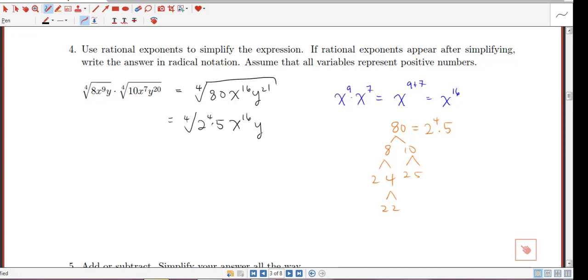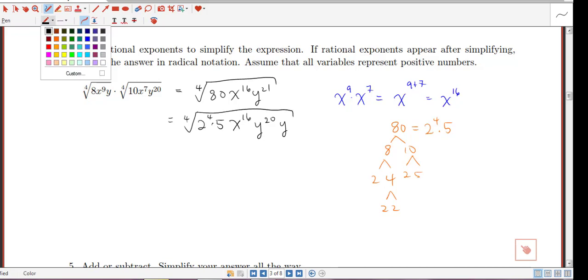Now let's look at y. Y to the 21st. 4 is not going to go in. Now what is the biggest number that's going to go into 4 that is going to be less than or equal to 21? What's the biggest one? I think that will be what? 20? And then what's remaining? Y to the 1st. So I'm just going to leave it like that.